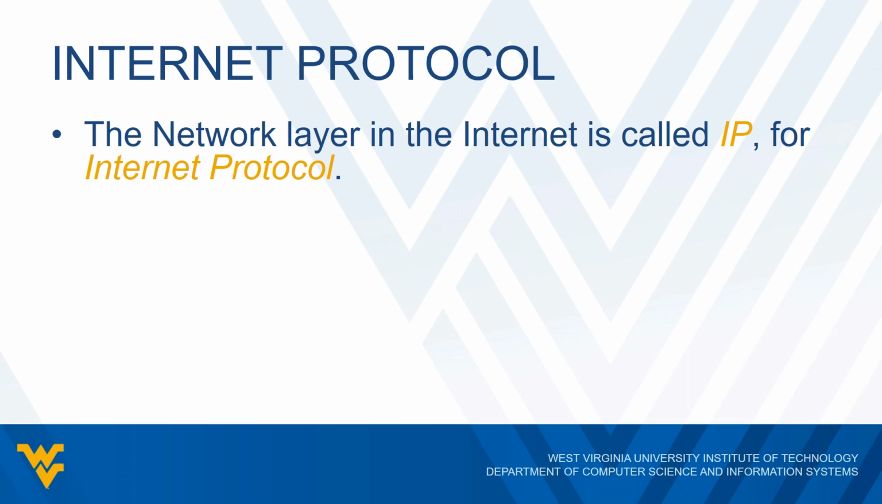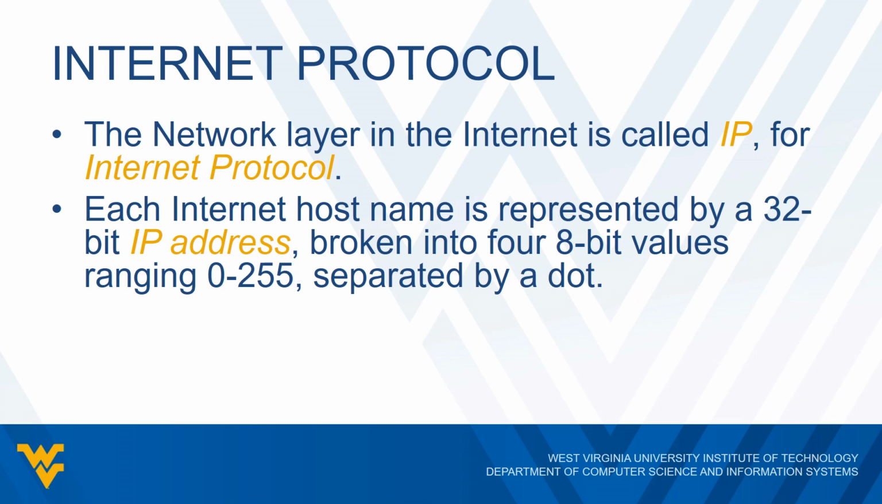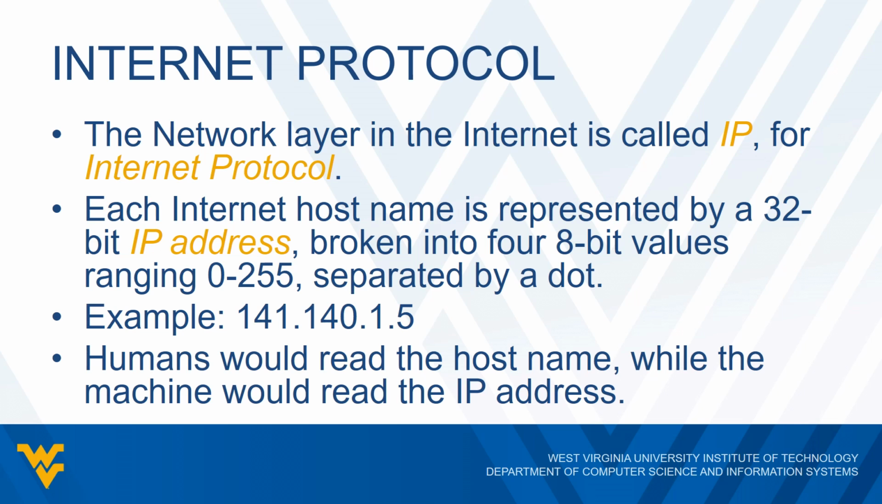However, these host names are not the actual names that the nodes use to identify each other in IP. Instead, the nodes identify themselves by using a 32-bit IP address. This is broken up into four 8-bit numeric quantities in the range of 0 to 255, and each of these is separated by a dot. Just to give an example, an IP address may be something like 141.140.1.5.